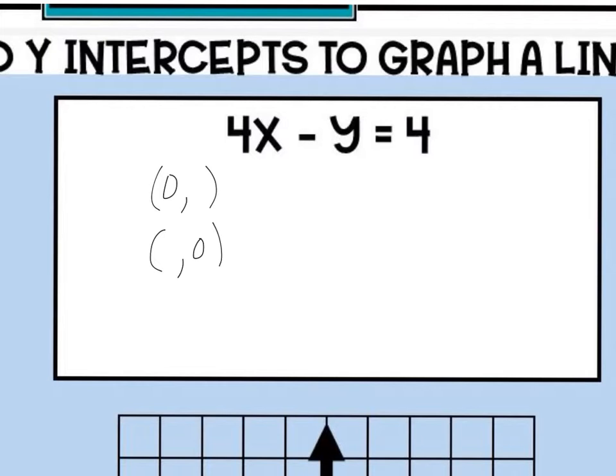So to find the x-intercept, you set y equal to 0. So this is going to be the x-intercept. And to find the y-intercept, you set x equal to 0.